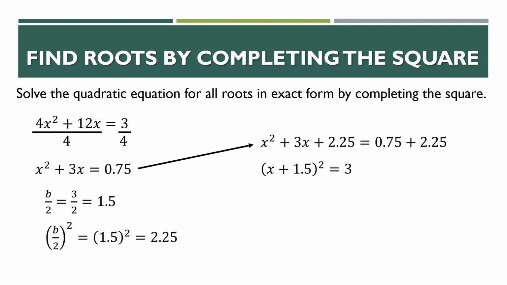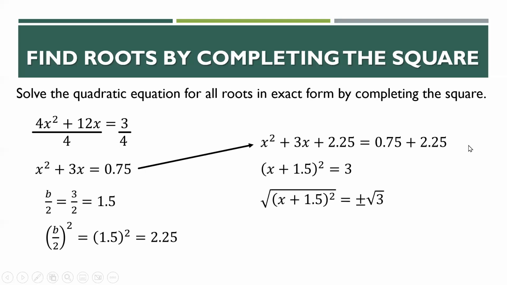Rewriting the left as my perfect square trinomial, I get (x + 1.5), the quantity squared. So there's the 1.5 from taking half of b. There it is in the parentheses. And on the right-hand side, we're getting that by doing 0.75 plus 2.25.